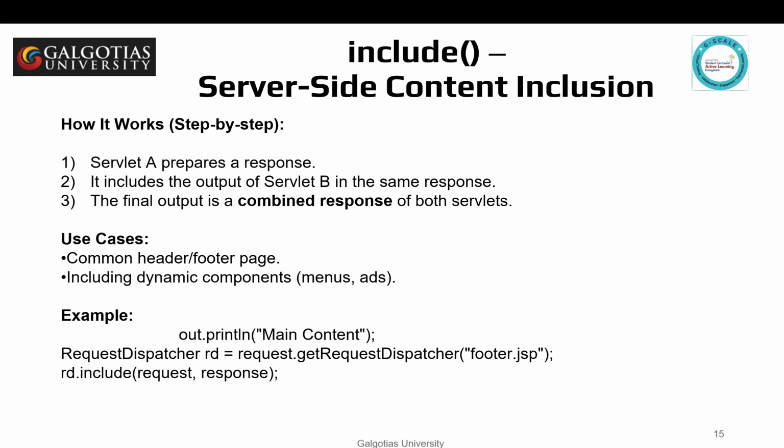In include method, servlet A prepares a response, includes the output of servlet B, and the final output is a combined response. The browser sees a single page, but content comes from multiple sources. Common use cases of include are including header and footer pages, loading navigation menus, inserting ads or dynamic components. This improves code reuse and maintainability.